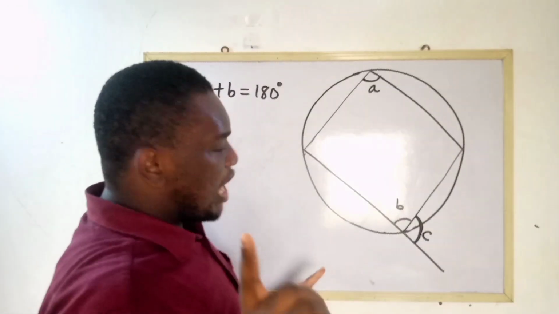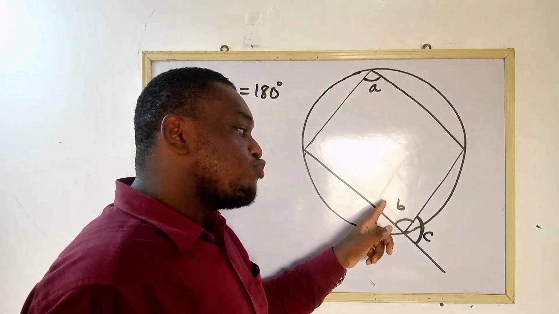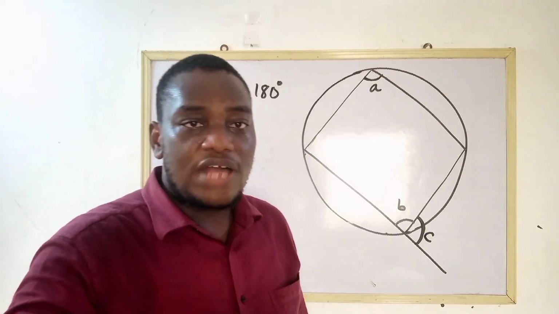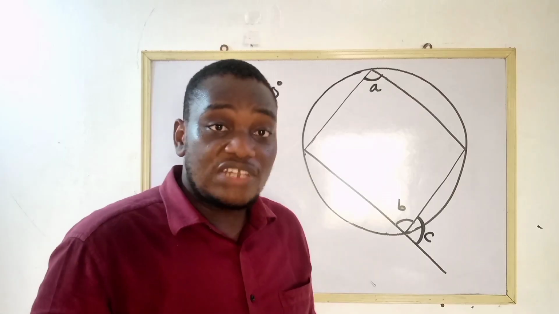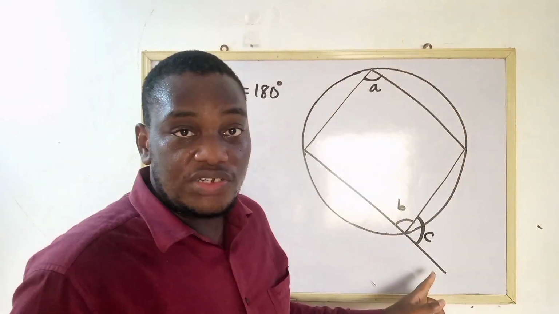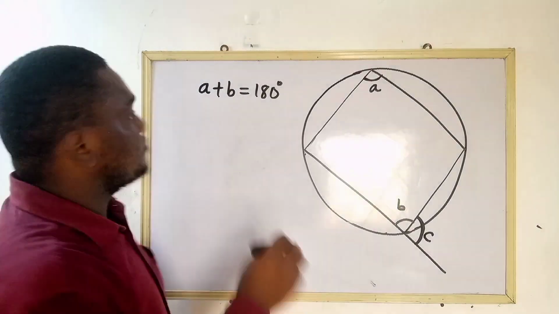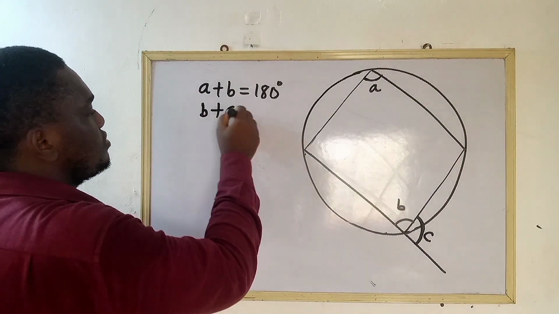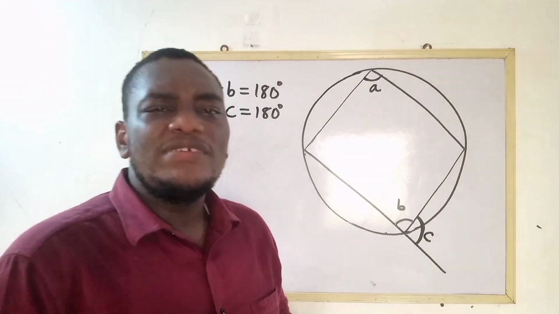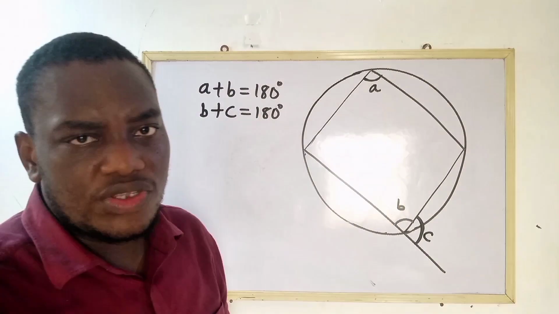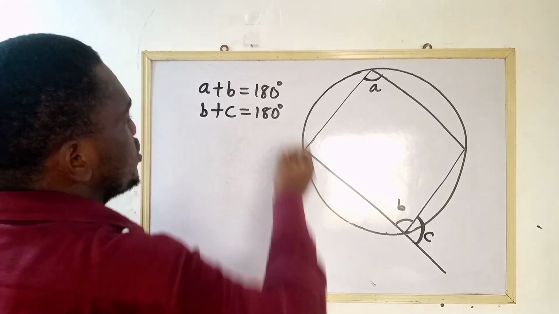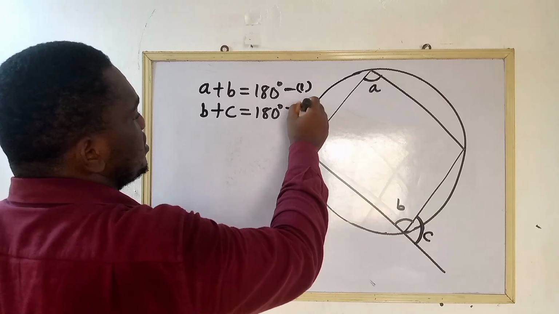Now, angle C and angle B lie on the same straight line. What do we know about the sum of angles on a straight line? Those angles are also going to be supplementary, meaning they add up to 180 degrees. So I can also conclude that B plus C is 180 degrees. Now, given these two equations, I want to try to express one in terms of the other. Let me call these equation 1 and equation 2.